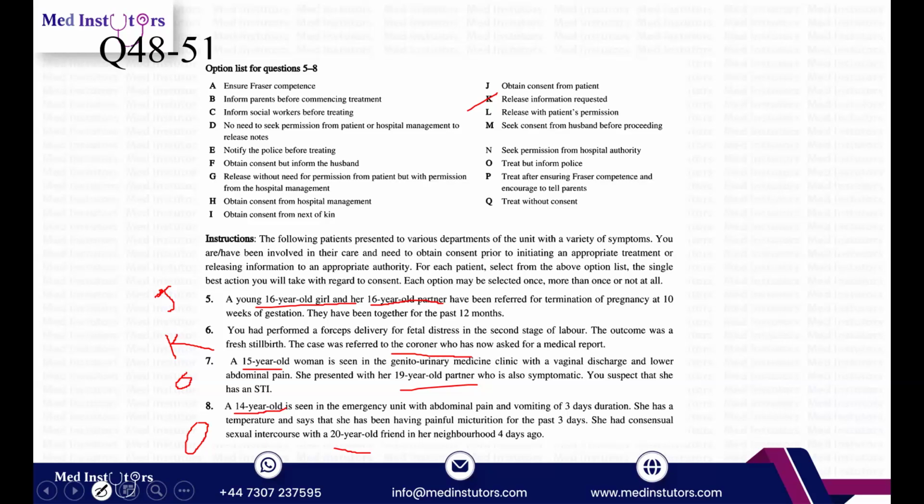Do you all have any doubts regarding this? Any questions? I will also share a link about the Fraser guidance and the Gillick competence, so you all can understand better regarding it. I'll put it in the group, so you all can quickly go through it. Not a major read, just a small thing that I actually read to understand it better.